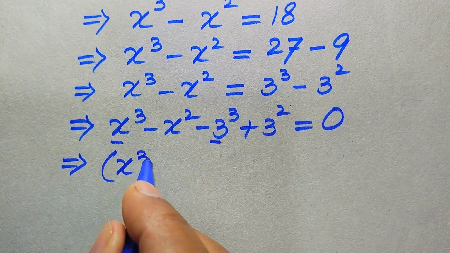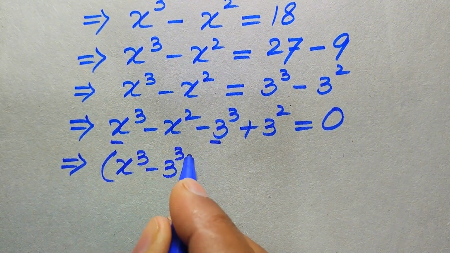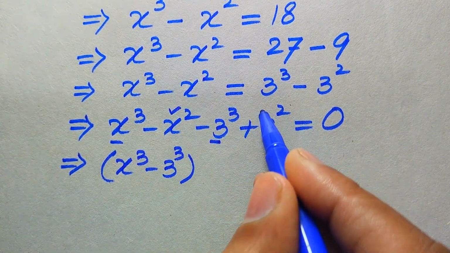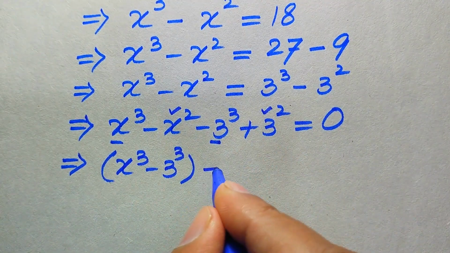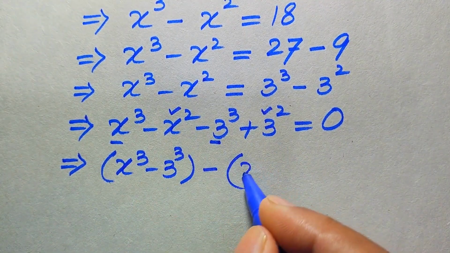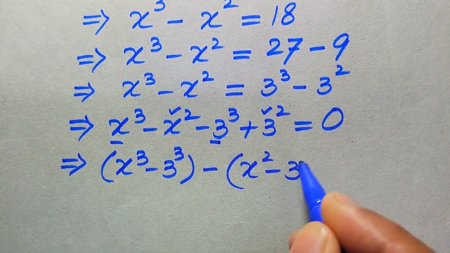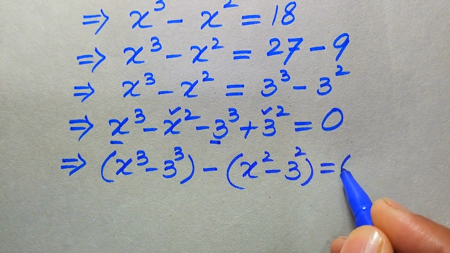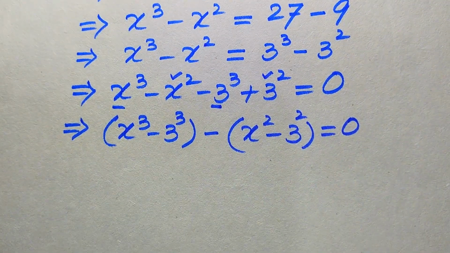And now here we need to make the pair of this cubic term with this cubic term, and it will be written as x cubed minus 3 cubed. And here we need to take the common negative sign from these two terms, and when we take the common negative sign we get the remaining values x squared minus 3 squared, and this whole equation is equal to 0.